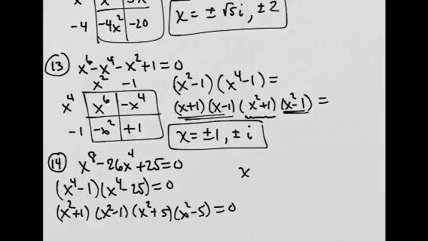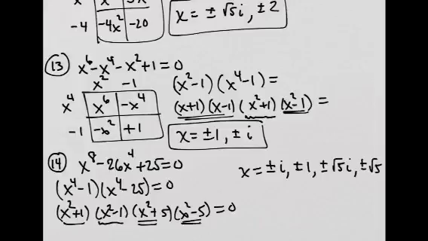So x, for the first factor, it's plus or minus i. For the second factor, it's plus or minus 1. For the third factor, it's plus or minus square root of 5i. And for the last factor, it's going to be plus or minus square root of 5, no i. Right here. So this one has 4 real and 4 imaginary answers.